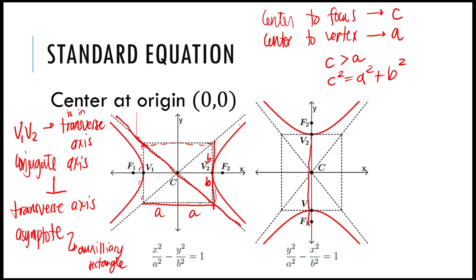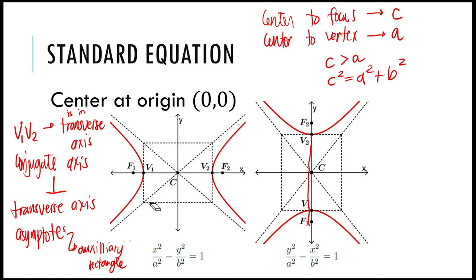Okay, the diagonals of the auxiliary rectangle contain the asymptotes. So, yung auxiliary rectangle, kaya siya tinawag auxiliary, actually guide lang yan para madrawing mo ng tama yung asymptotes. Okay, para makuha yung asymptotes, kasi nga line yan, so meron yung equation. That is still a part of our hyperbola.